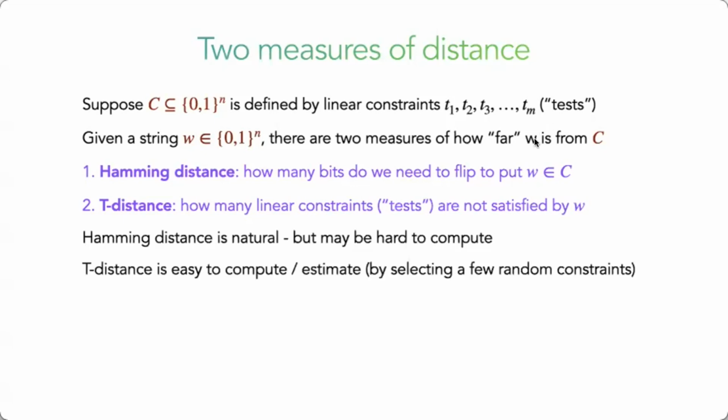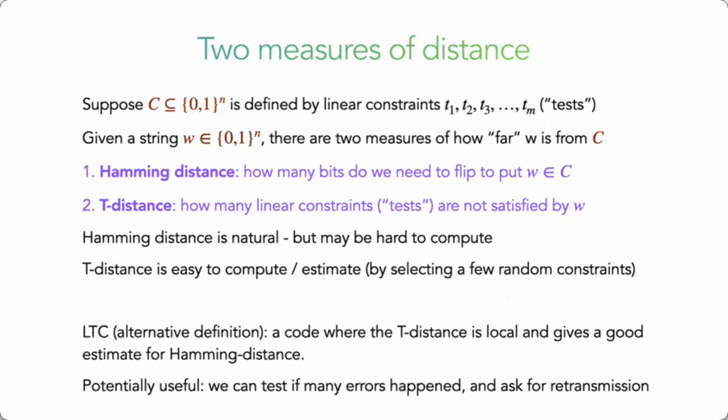Okay, so what can we say about these two distances? The Hamming distance is natural, but it might be hard to compute. If you give me a W and a description of a subspace, it's not clear how to figure out the distance of W to this subspace. I can go over the entire ball of changes to W until I reach something in the code, but that's inefficient. Whereas the T distance is very easy to compute. Either I go over all the tests and check each one, or I can randomly choose a few of them and check them. That's super easy to compute, even in constant time, if I'm willing to accept some estimation error.